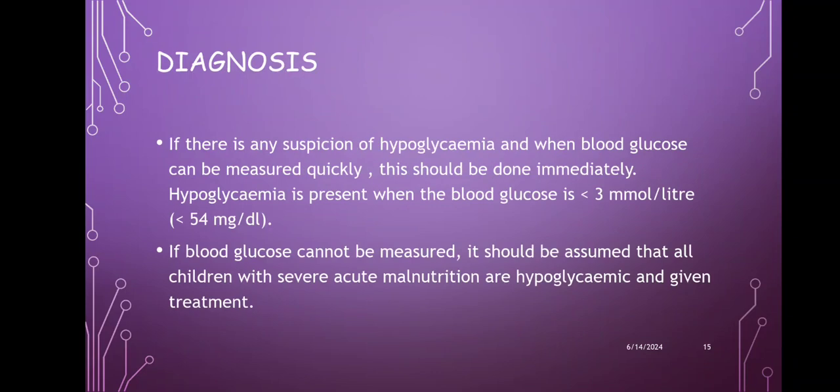Diagnosis of hypoglycemia. If there is any suspicion of hypoglycemia and when blood glucose can be measured quickly, this should be done immediately. Hypoglycemia is present when the blood glucose is less than 3 millimoles per liter, which is less than 54 milligrams per deciliter. If in some instances blood glucose cannot be measured, it should be assumed that all children with severe acute malnutrition are hypoglycemic and they should be given treatment.